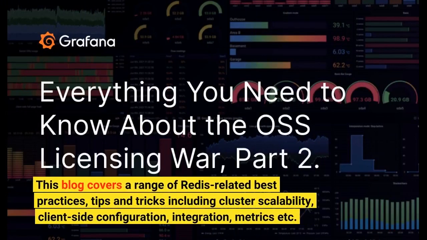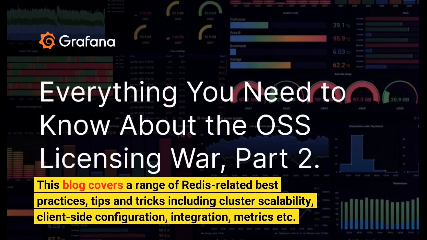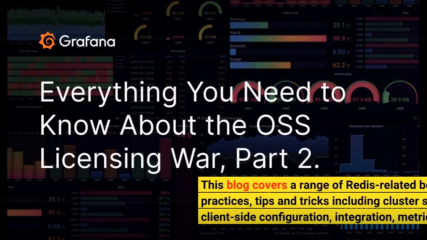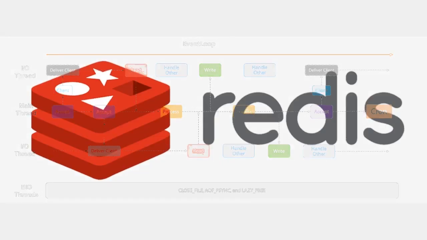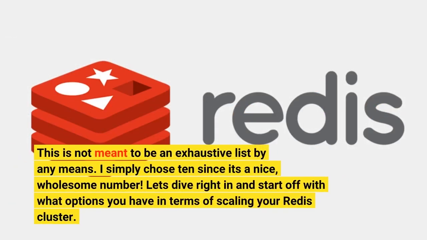This blog covers a range of Redis-related best practices, tips and tricks including cluster scalability, client-side configuration, integration, metrics, etc. Although I will be citing Amazon MemoryDB and ElastiCache for Redis from time to time, most, if not all, will be applicable to Redis clusters in general. This is not meant to be an exhaustive list by any means. I simply chose 10 since it's a nice, wholesome number. Let's dive right in and start off with what options you have in terms of scaling your Redis cluster.